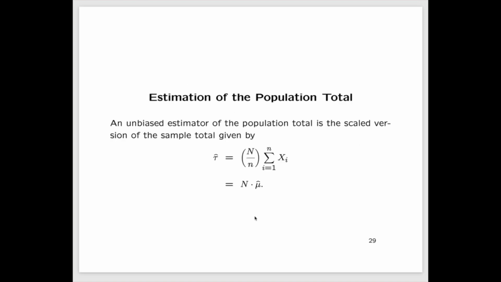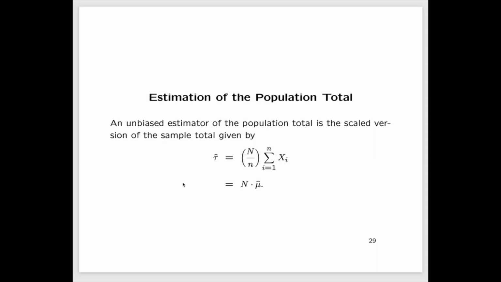Now, an unbiased estimator of the population total is the scaled version of the sample total given by the following. So again, if we have a simple random sample of size little n from this finite population of size cap N, the values in the sample being represented by x's here, the sample total is the sum, i going from 1 up to little n, of the x sub i's. And the unbiased estimator of the population total is the scaled up version of that sample total, the scale factor being the ratio of the population size to the sample size.